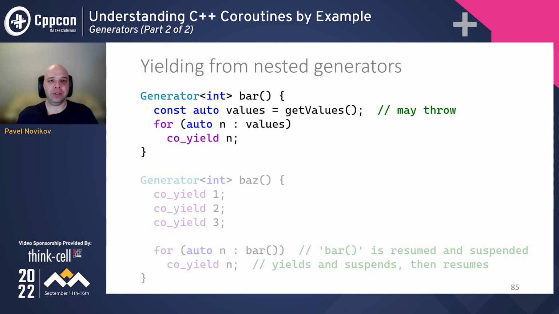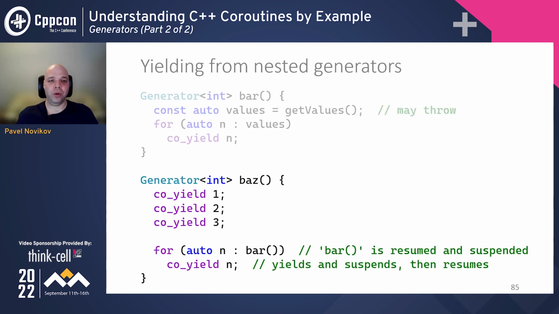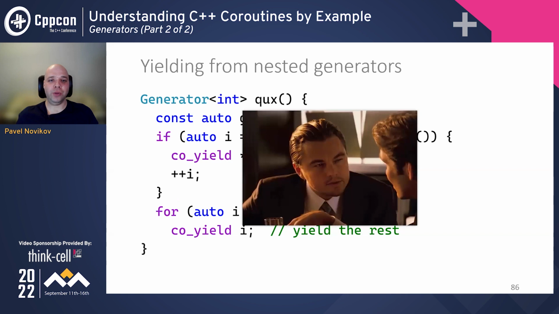So the next part is yielding values from nested generators, because why not? We can use generators inside other generators, and we would like to yield values that we get, for example, from inner generators outside this current generator. So in this case, here is our old friend bar generator. We now have a bus generator that yields some values before iterating over values that we can get from bar generator. And why not? We can go deeper.